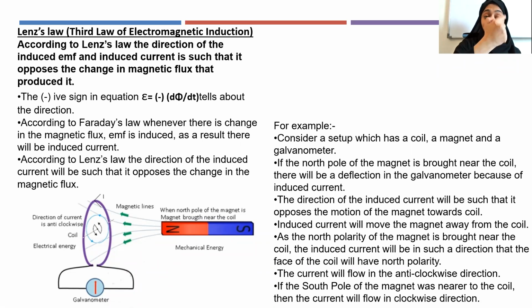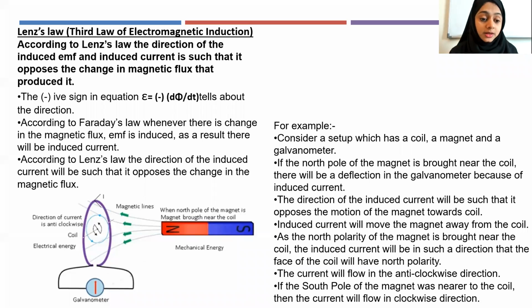So if it is going in the anti-clockwise direction, here a north pole and here a south pole is produced by the coil. So that north pole will repel this coming bar magnet. So it will try to oppose the magnetic flux change that produces the current itself.